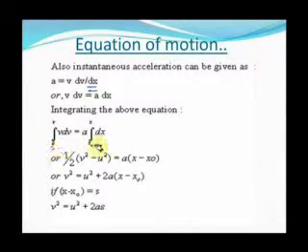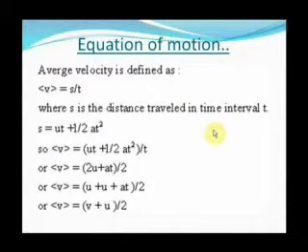So suppose when the velocity was u, that is initially, the position vector of the particle was x naught, and after some time when the position vector becomes x, the velocity becomes v. So after integrating, as you can see, we get v square minus u square by 2 equal to a into x minus x naught. So finally we get v square is equal to u square plus 2a into x minus x naught. So replacing x minus x naught with s, we get v square is equal to u square plus 2as.